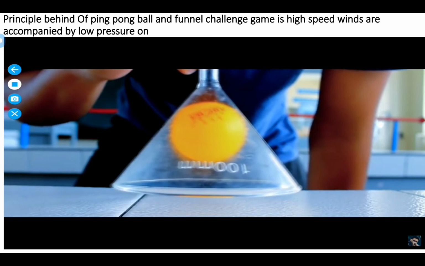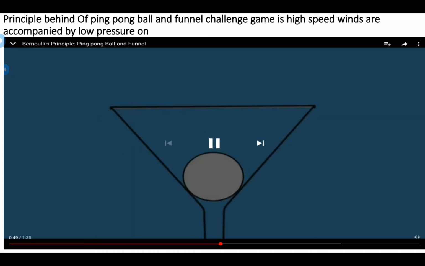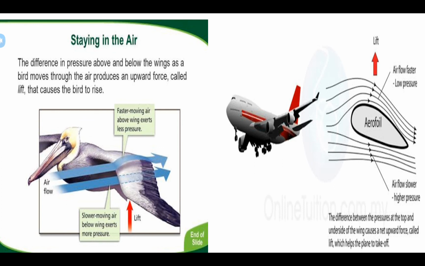See here, we didn't keep anything. The ball is pushing up and it's holding to the funnel. So what is the principle behind this game? Ping pong ball and funnel challenge game. High speed winds are accompanied by low pressure. Good. So have you understood?